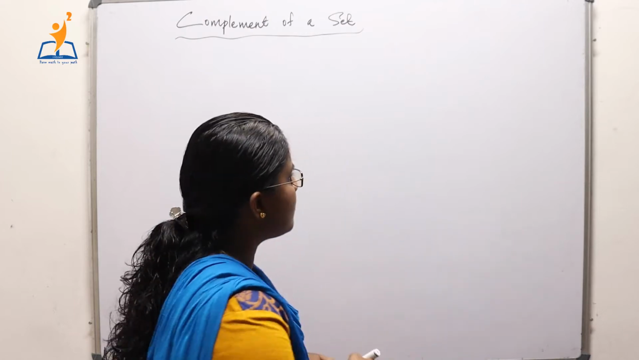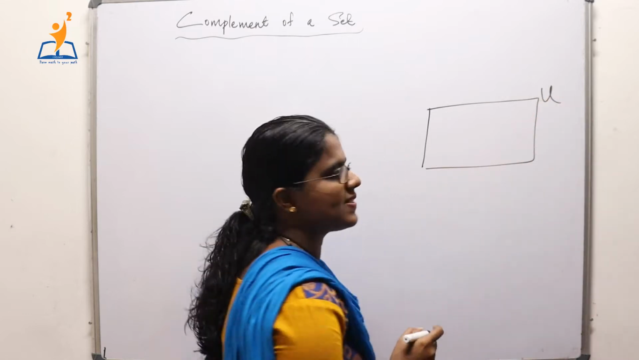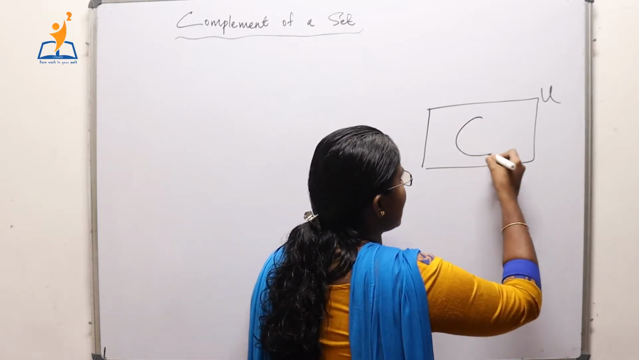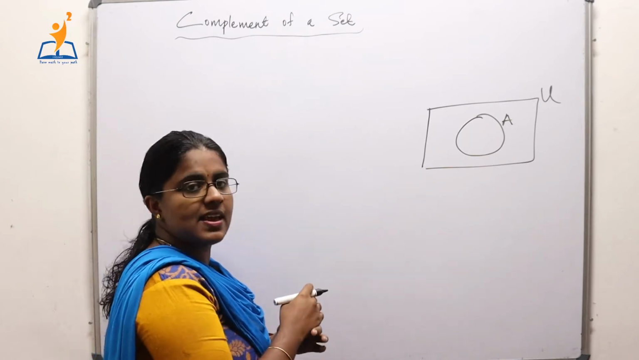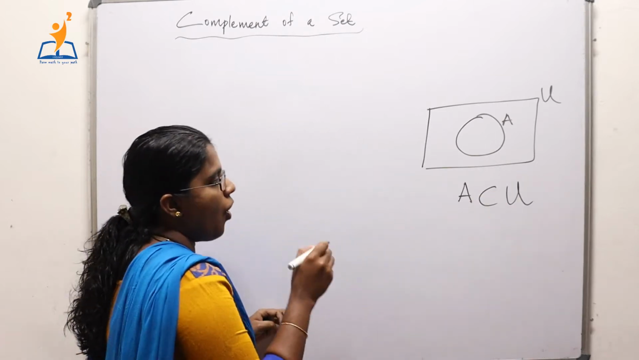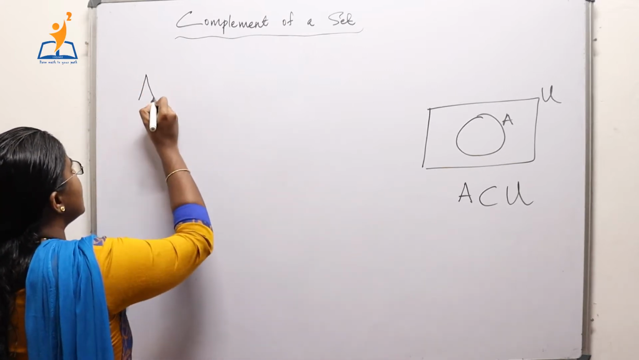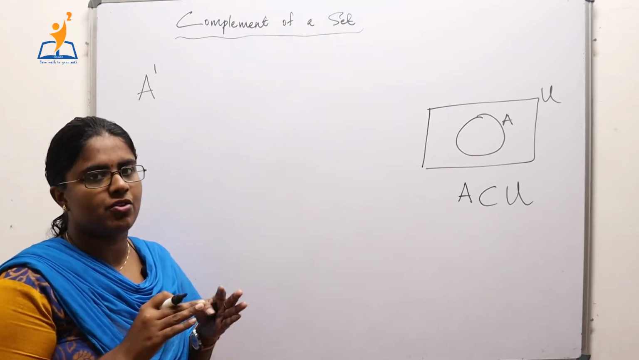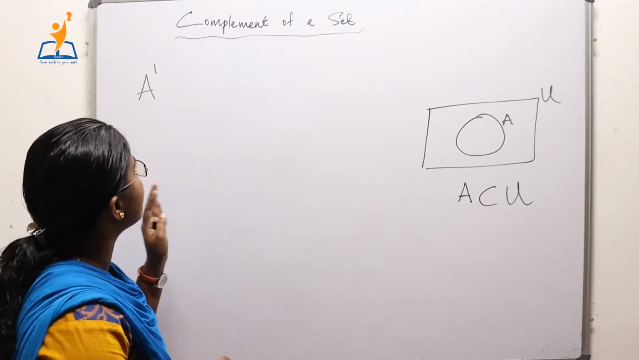And now, using Venn diagram, we call this rectangle the universal set, and the universal set contains all the other sets. Now, we have the universal set U, and we have a set A which is a subset of the universal set. Now, complement of set A can be denoted as A dash. This is what we use to denote the complement of a set.